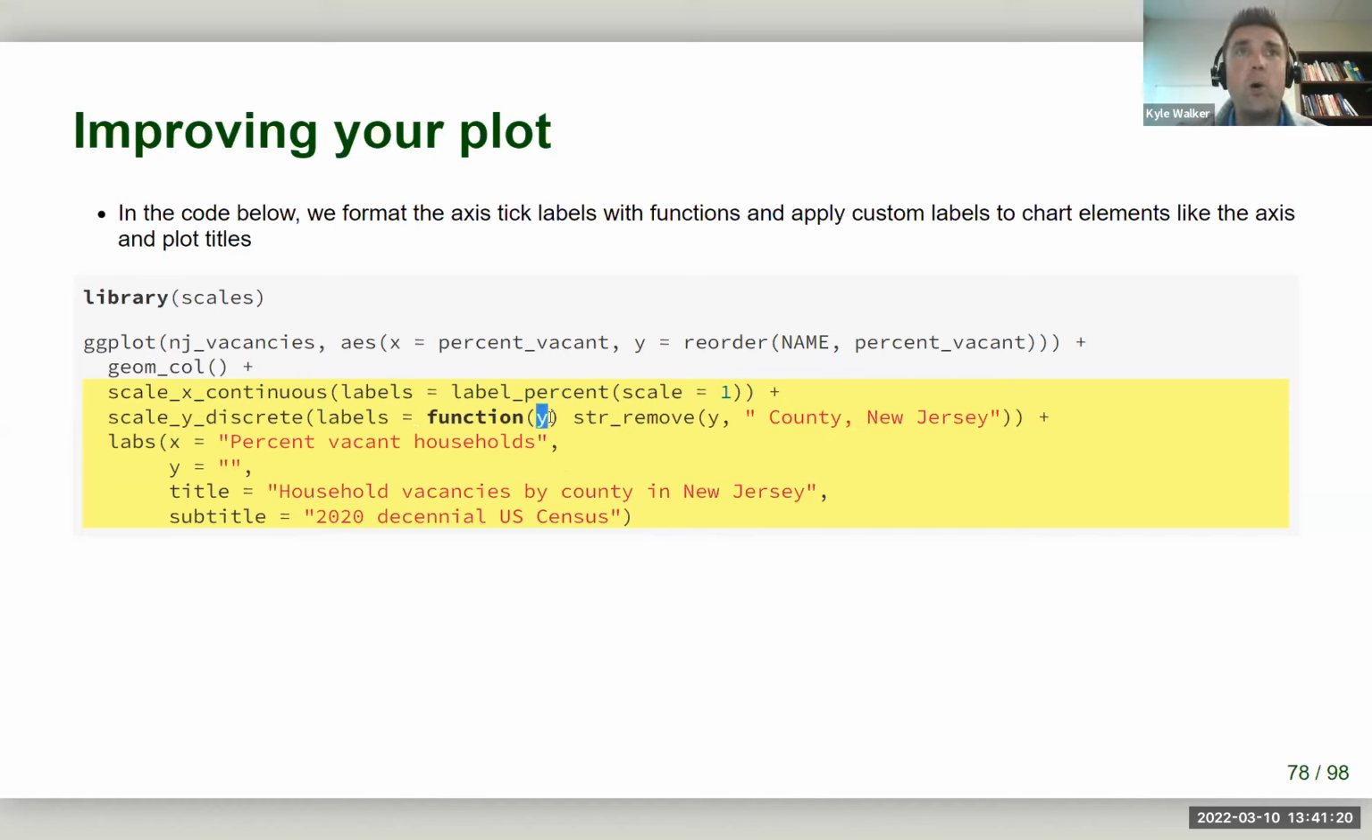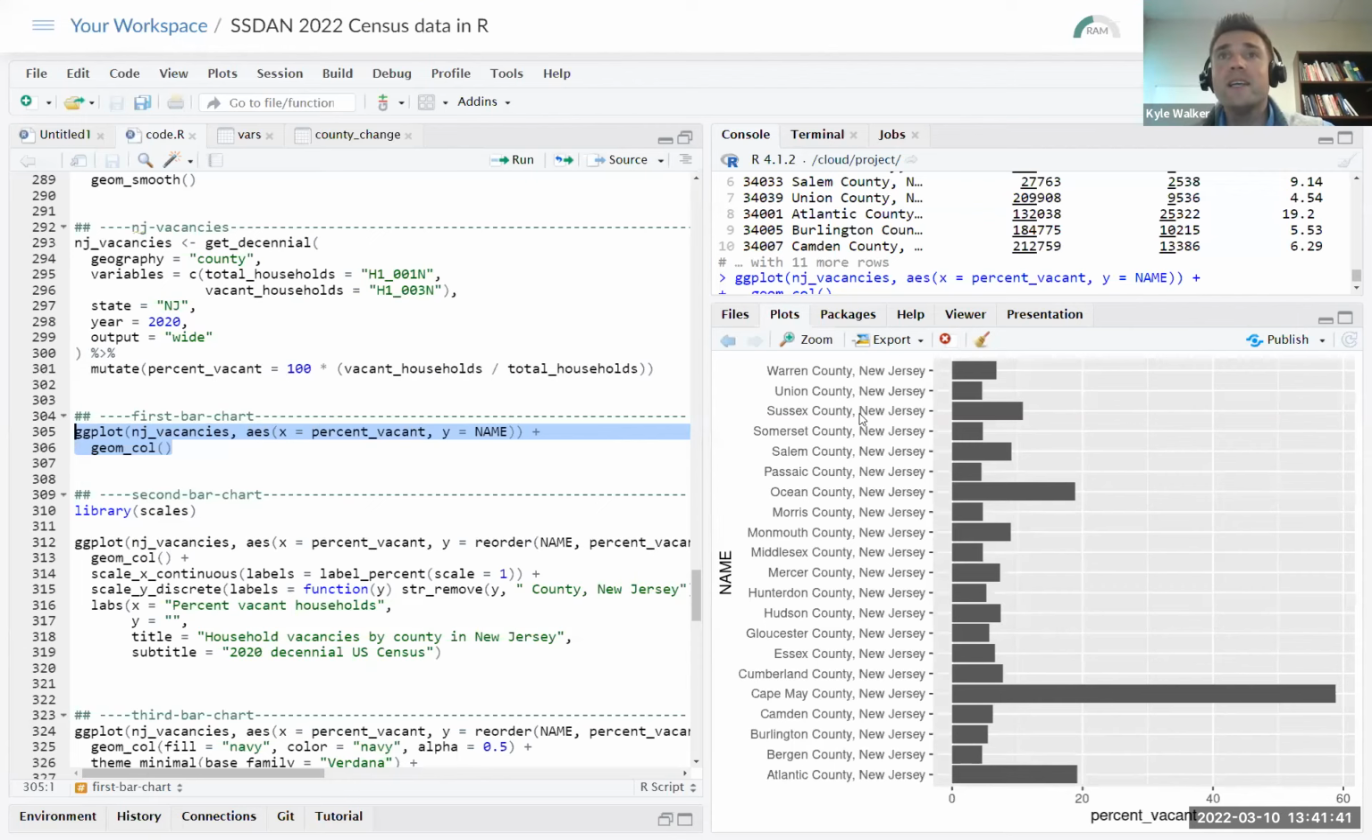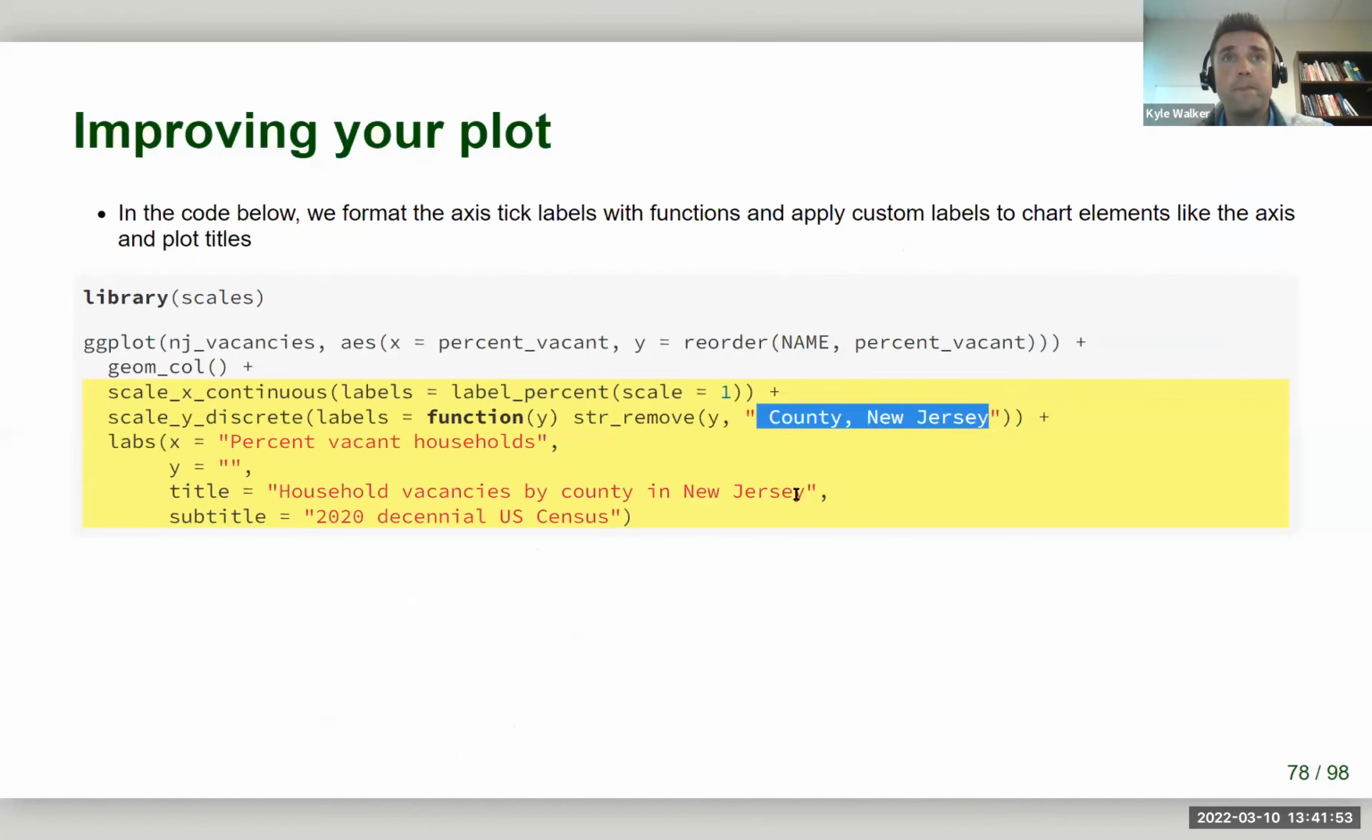What this is doing, to translate if you're less familiar with R, is saying that for every y-axis tick label, which we're going to call y, use the str_remove function, which is a function in the stringr package that loads with the tidyverse, to take that text and get rid of space County, comma, space New Jersey. Because as we saw on the plot, that is common to every county here. So basically, internally, for each of these y-axis tick labels, it's going to get rid of it for us.